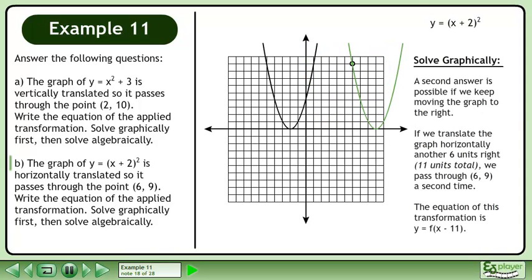A second answer is possible if we keep moving the graph to the right. If we translate the graph horizontally another 6 units, or 11 units in total, we pass through (6, 9) a second time. The equation of this transformation is y equals f of x minus 11.